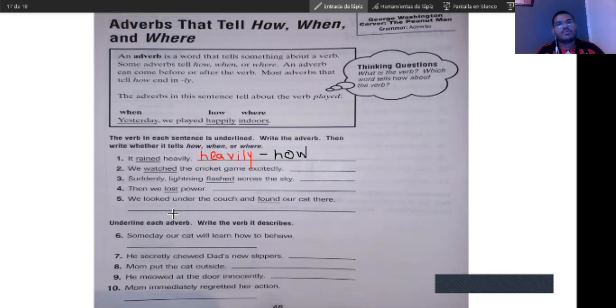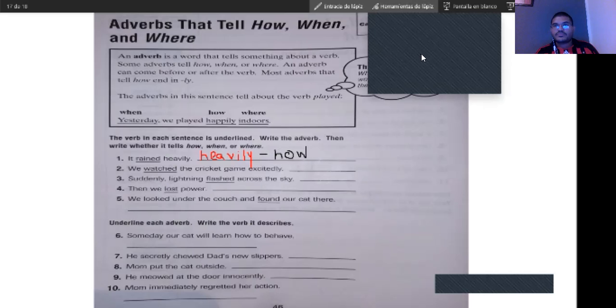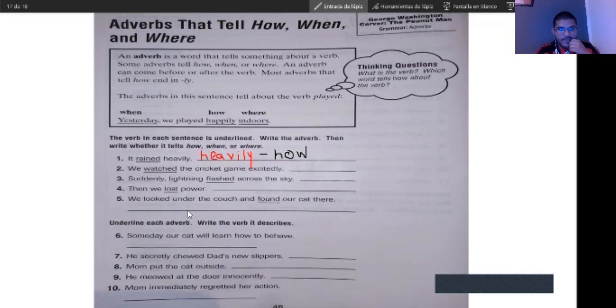Okay. When you finish, you go to the second part. It says underline each adverb. Write the verb it describes. So we're going to underline the adverb and write the verb. Someday our cat will learn how to behave, which is the verb. It will be will learn. Okay.